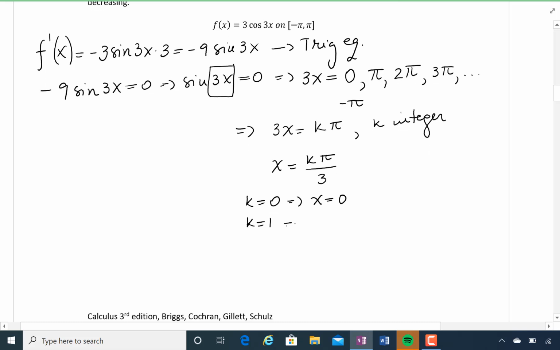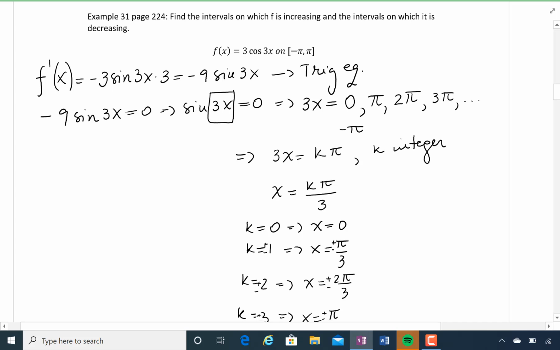If k equals 1, x equals pi over 3. K equals 2, x equals 2 pi over 3. K equals 3, x equals pi. And if k equals negative 1, so we can put plus minus pi over 3, plus minus 2 pi over 3, and plus minus pi. So basically, find the intervals on which f is increasing and decreasing.